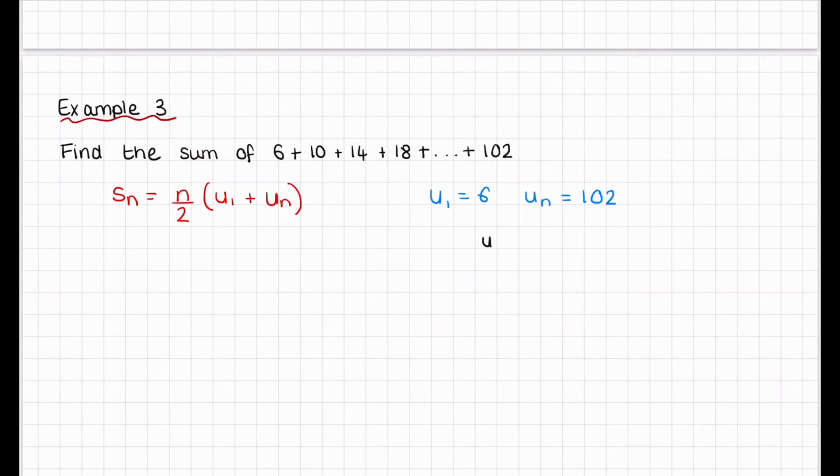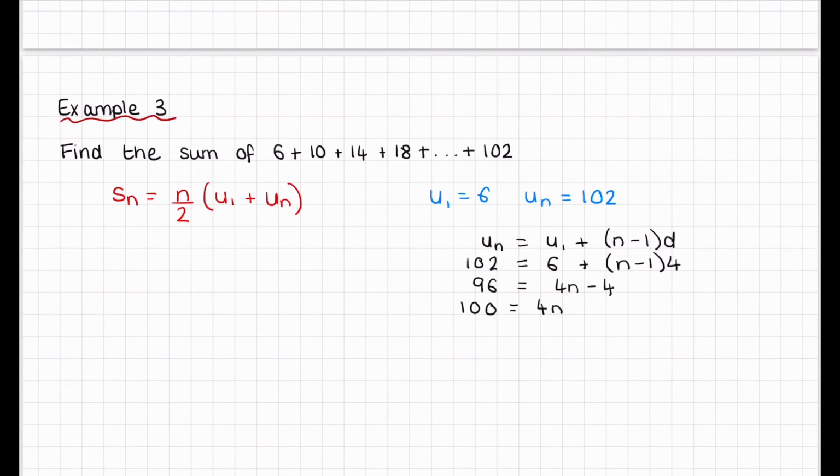So we know that un equals u1 plus n minus 1 times by d. We know our un is 102, that's our final term. We know that u1 is 6. We're trying to find n. And if we look at the sequence above, it's going 6, 10, 14. It's going up by 4 each time, so our d is 4. And then we just solve for n. So we'll have 96 equals 4n minus 4, once we've expanded the brackets, having taken the 6 across already. Add the 4, we get 100 equals 4n. So n equals 25, 100 divided by 4.